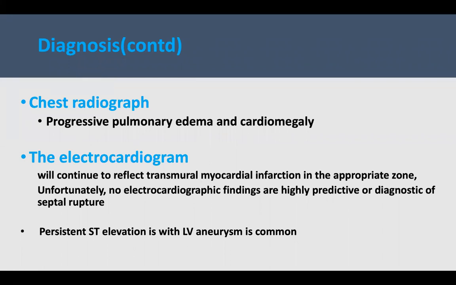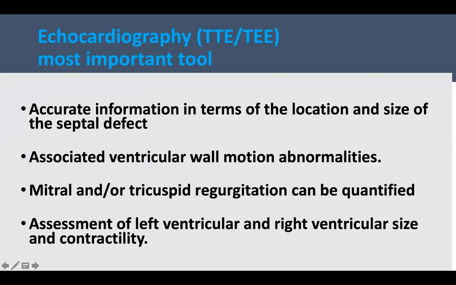ECG does not show anything specific to the VSR, but it will show the MI, it will show the ST changes, or in the late case, persistent ST elevation and the LV aneurysm. Sometimes a VSR presents late. If it presents in the third week, you will see the LV aneurysm associated, and you may still have ST elevation after 2-3 weeks. But the cardiac enzymes will be almost normalized by that time. So ECG and X-ray are not specific to it.